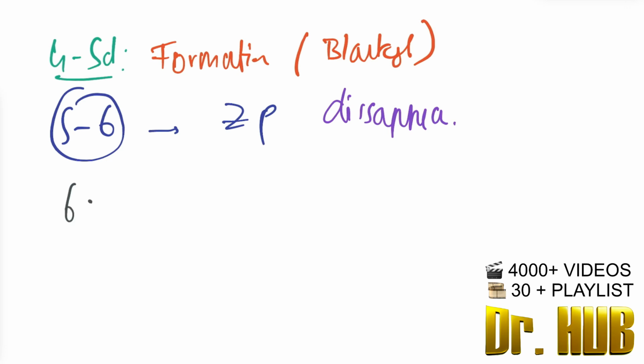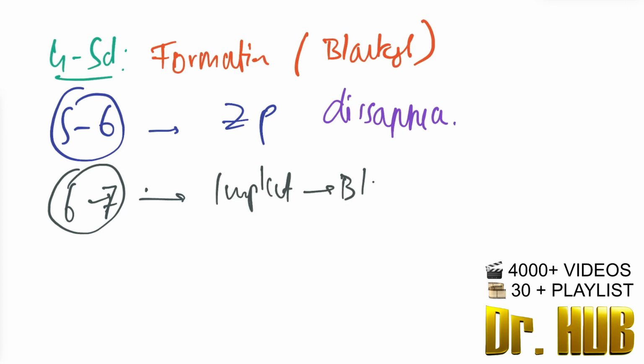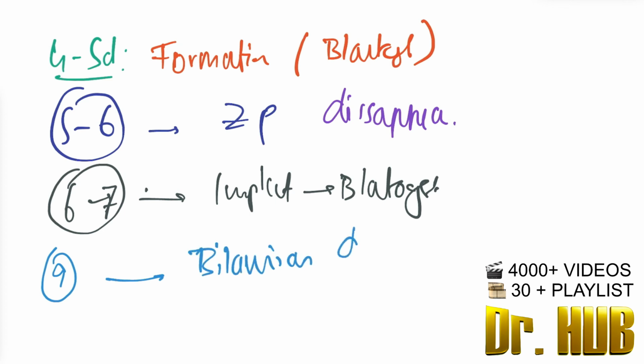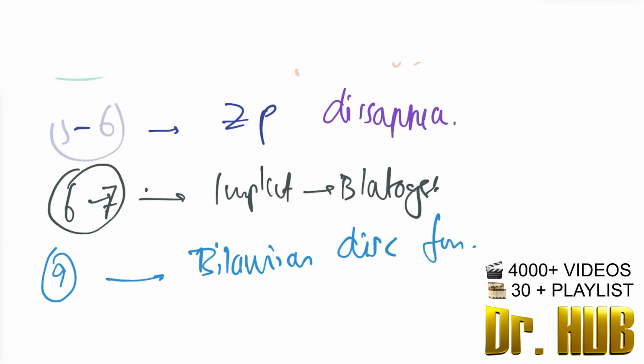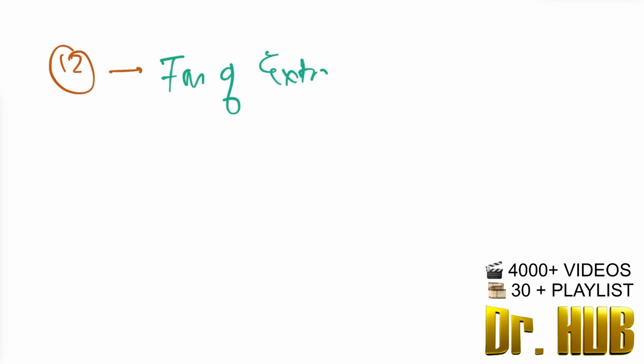Then from 6 to 7 days, the implantation of the blastocyst takes place. This is blastocyst implantation. Next, when you look at the 9th day, there is bilaminar disc formation. So then lastly, moving on to day 12, there is the formation of the extra embryonic mesoderm.